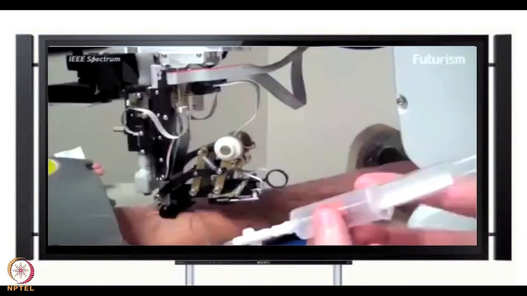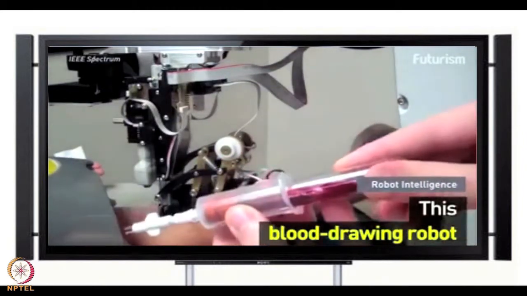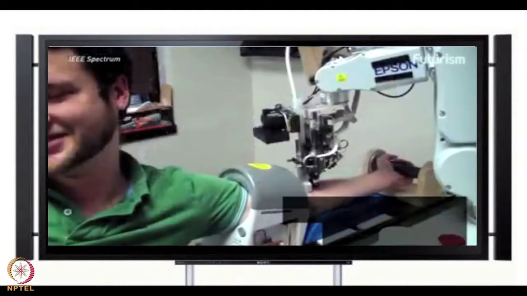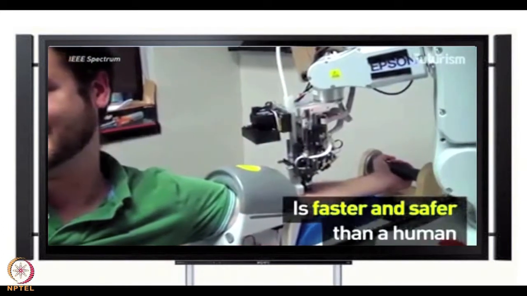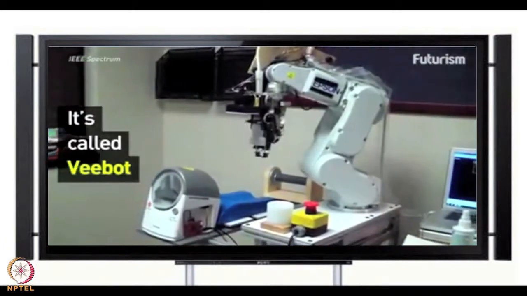So if you have a pediatric child patient, if you have difficult veins, and we face this very often. This is the most common thing done in every hospital and laboratory. Just think about automating it and mass production of this technology. Every lab is going to do it.